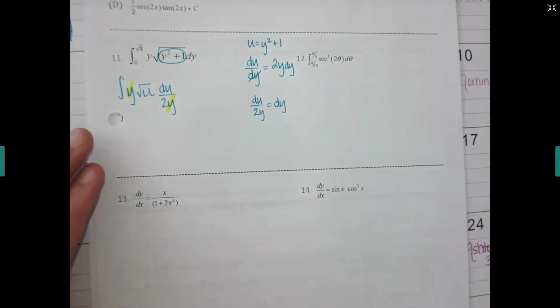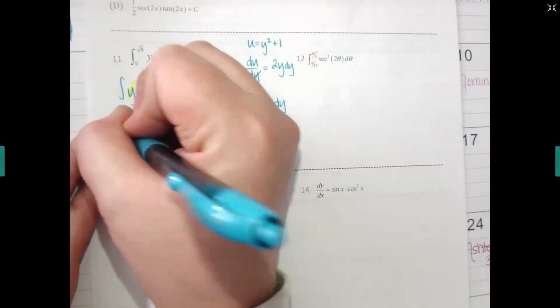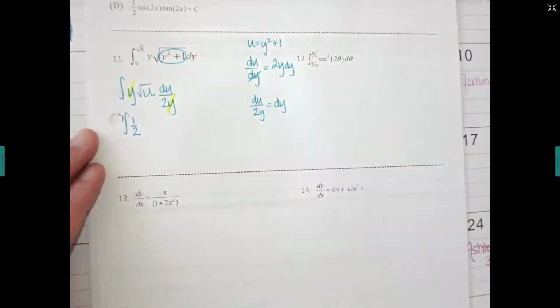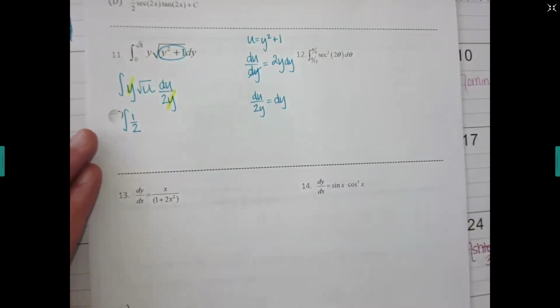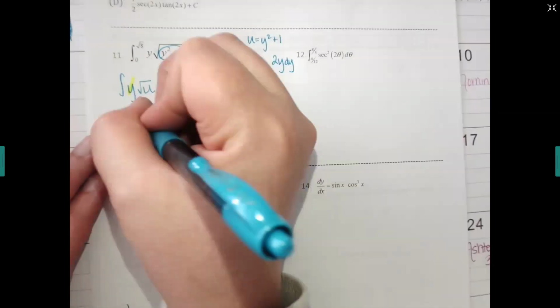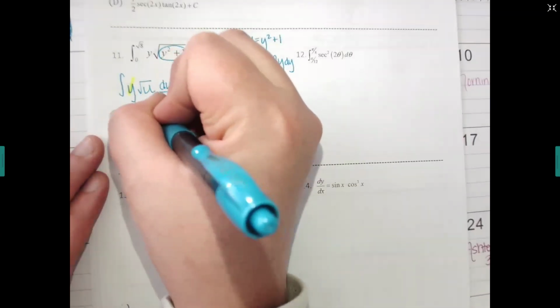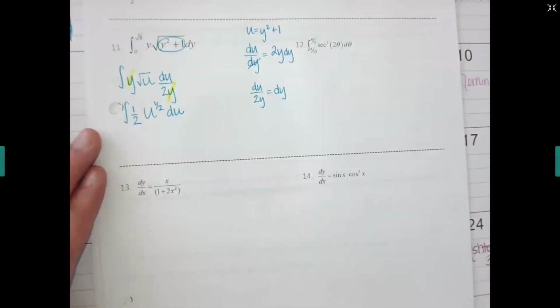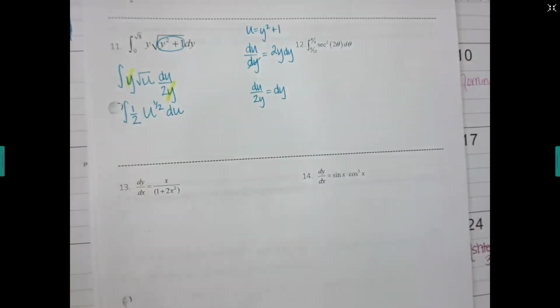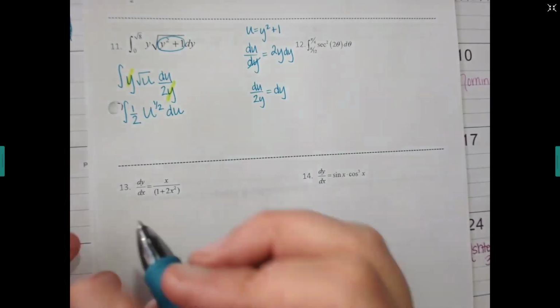In order for me to rewrite that, I'm going to pull my 2 to the front as a 1/2 because it's technically a 2 on the bottom. And then my u, what power can I apply to it if it's in a square root? U to the 1/2. Okay, let's do our power rule. I have a 1/2 power. I need to add 1 to that. So I'm going to do 1/2 plus 2/2. What's 1/2 plus 2/2? U to the 3/2.